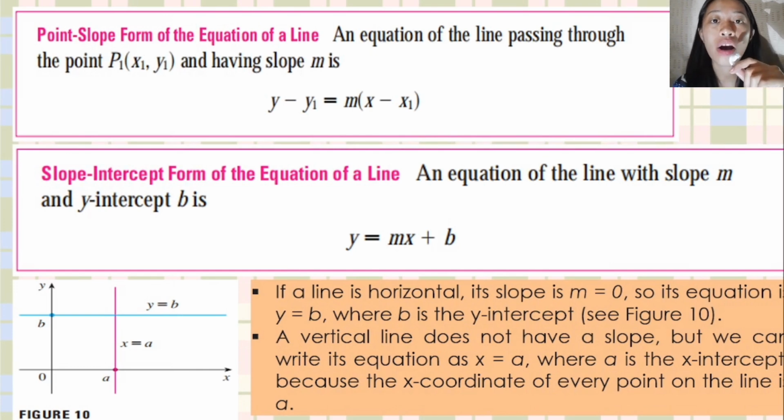So lines can also be horizontal and vertical. As you can see in the figure below, if a line is horizontal, the slope is m equals 0. So its equation is y equals b, where b is the y-intercept. On the other hand, a vertical line does not have a slope, but we can write its equation as x equals a, where a is the x-intercept, because the x-coordinate of every point on the line is a.